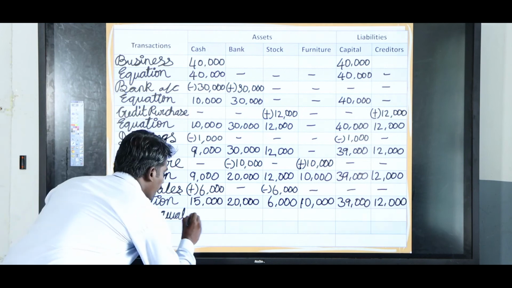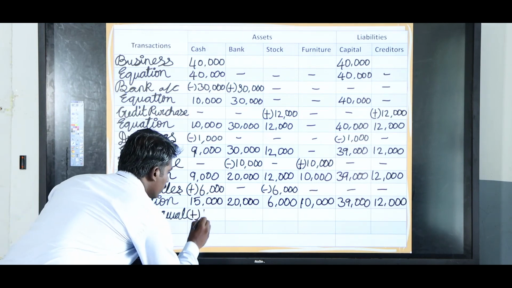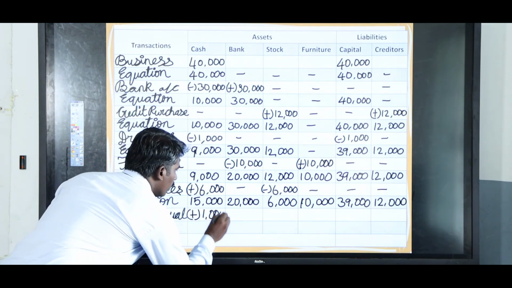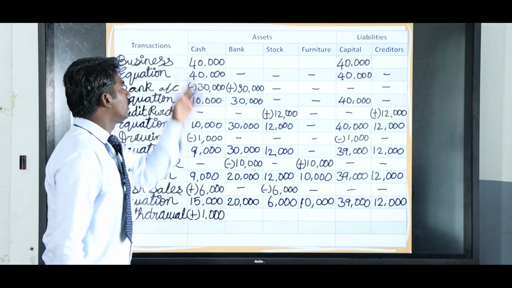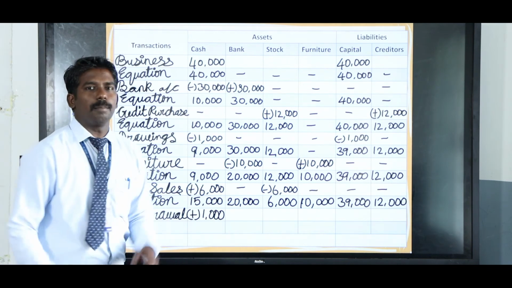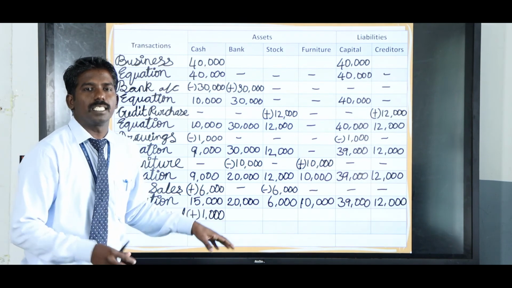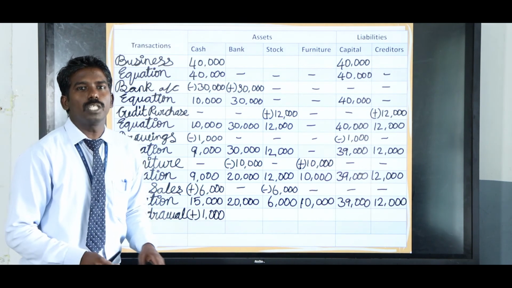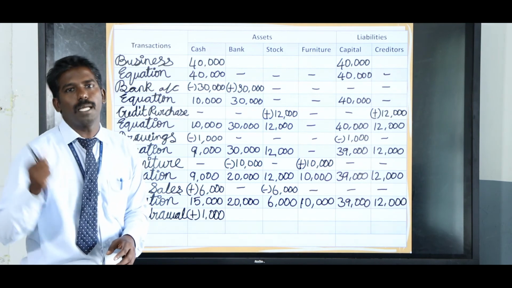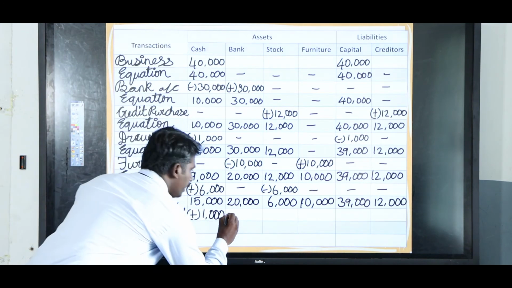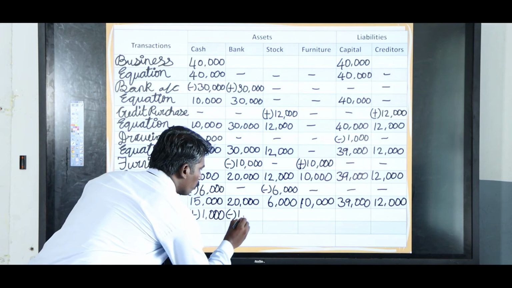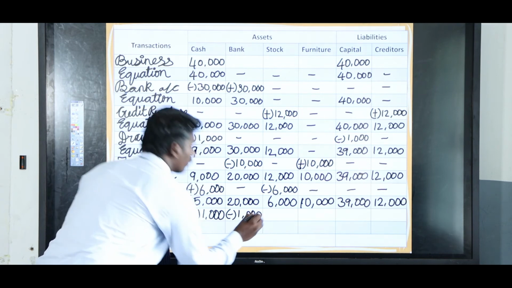So write add 1,000 rupees in the cash column and then see the bank column. The bank column has a balance of 20,000 rupees. From the 20,000 rupees in the last transaction we took 1,000 rupees. 1,000 rupees taken from the bank balance. So deduct 1,000 rupees in the bank column.